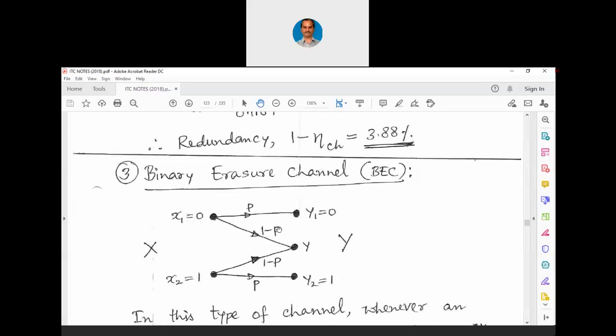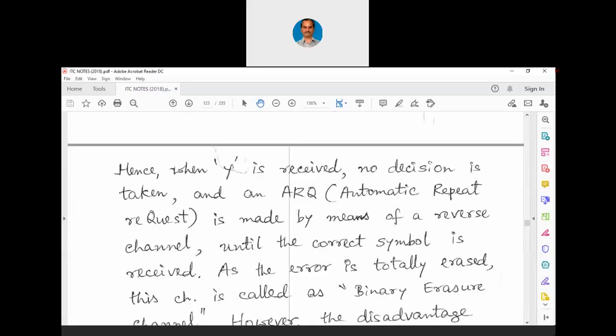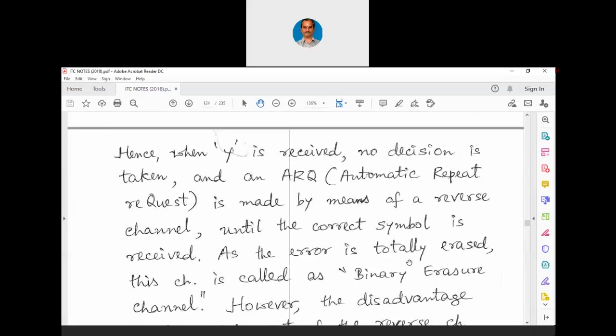Whenever an error is there, Y will be received. That Y will be neither 0 nor 1. It may be something else, just like in circuit analysis, we say high impedance. In the same way, this can be defined. There can be a threshold defined between 0 and 1, and if that is received, then the receiver will come to know that it is neither 0 nor 1. It is not passing the 0 threshold or the 1 threshold. So this is an error, and it can use a reverse channel for ARQ. So communication will remain completely error free.